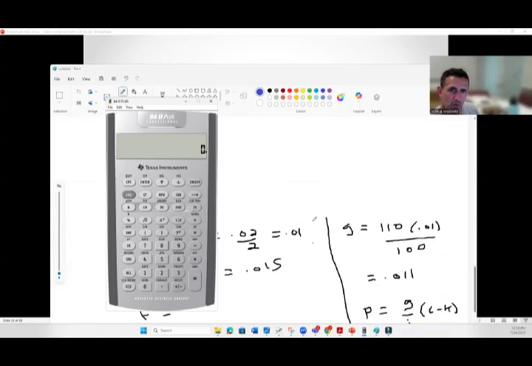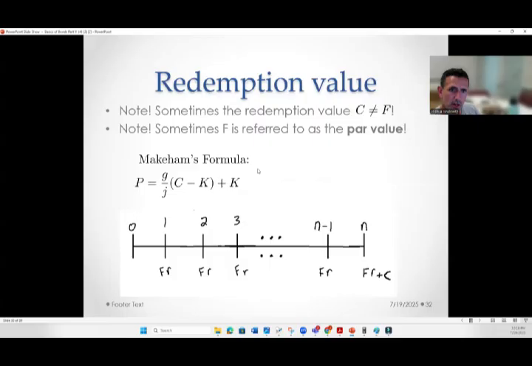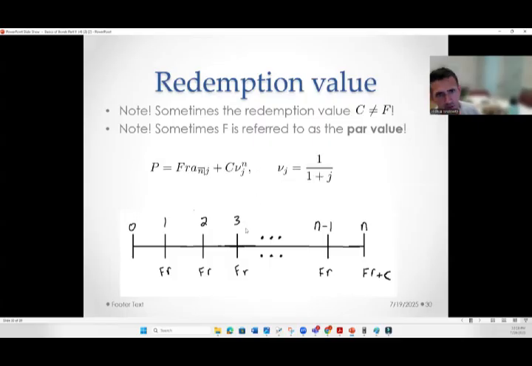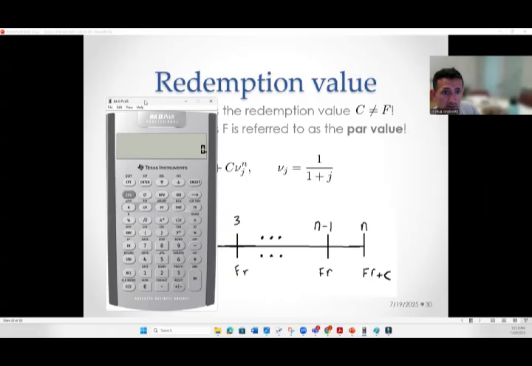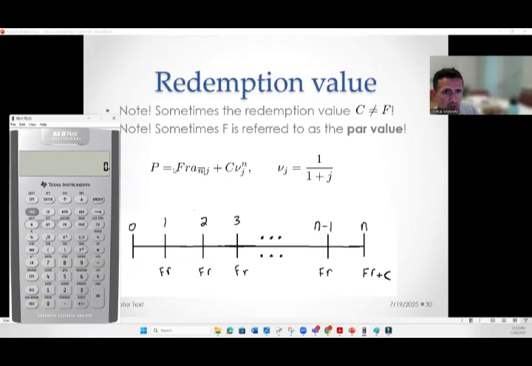All right, so let's get our price using the basic formula. One thing I want to emphasize: I don't memorize this formula. There's no point. I memorize how a bond works, so I know to take the present value of my coupons, Fr, at rate J, and discount, take the present value of my redemption. That I remember. Just remember the time diagram.